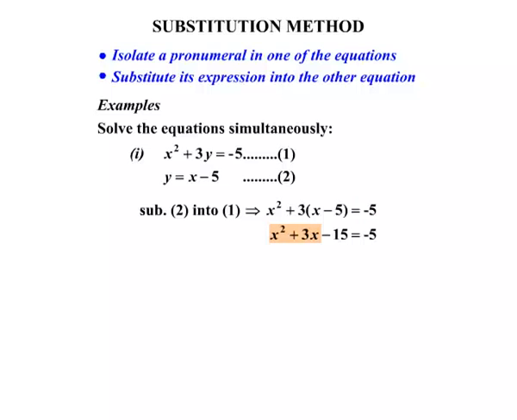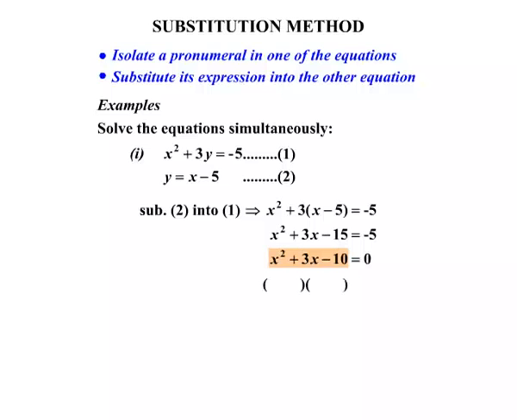Now we have a quadratic here, and with a quadratic we like to get everything to one side and make it equal 0. So that x squared plus 3x, we're going to leave there. The minus 15, if you think about it, we need to bring that minus 5 over to join it. When it comes over, it becomes plus 5. So the minus 15 plus 5 is minus 10. And since we've moved that minus 5, it's no longer there, so we have equals 0. So now we have a quadratic equation, and we need to solve that.